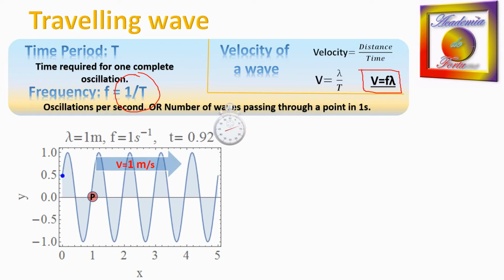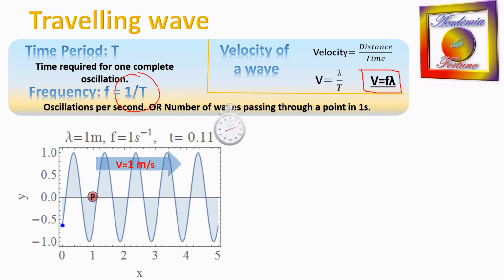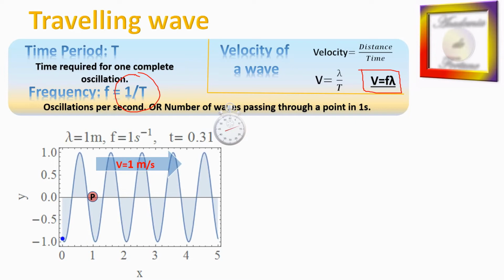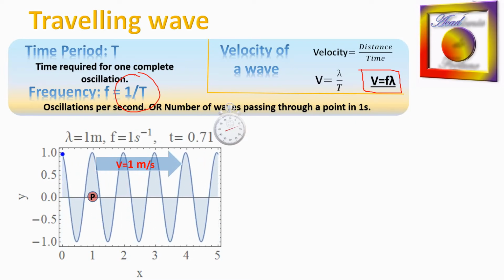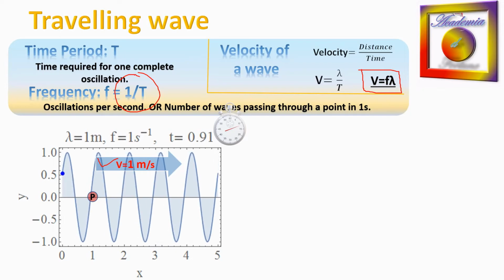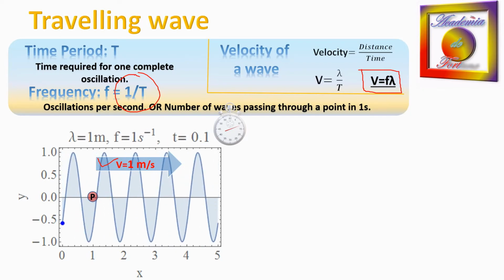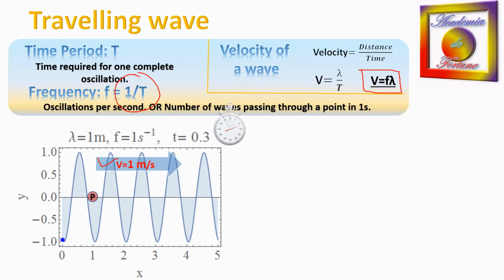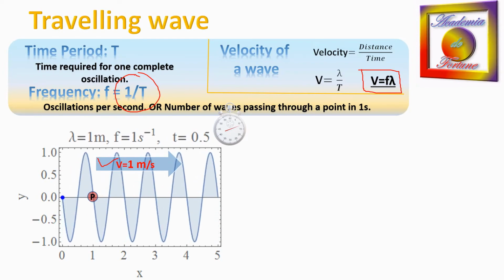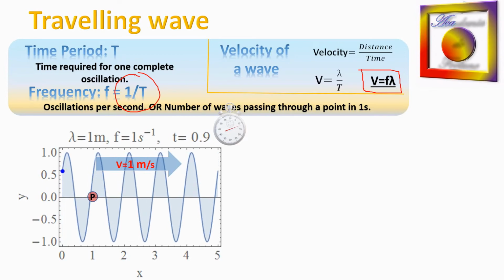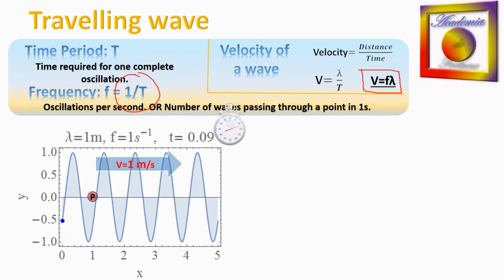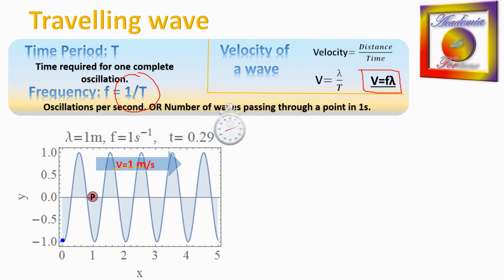Now let's have a look at the practical implication of this equation. Using this relation for the traveling wave, we can easily find the velocity of the wave. For example, this wave has a frequency of 1 Hz and a wavelength of 1 meter. Putting those values in the equation, you will get the velocity equal to 1 meter per second.